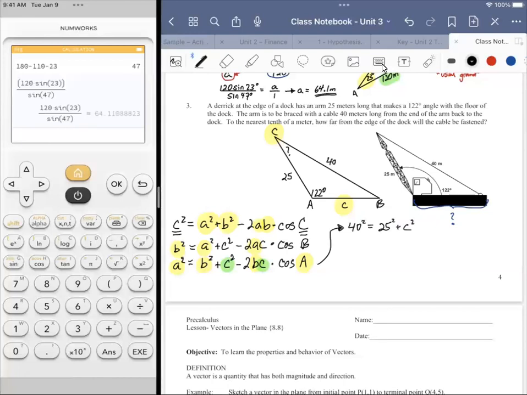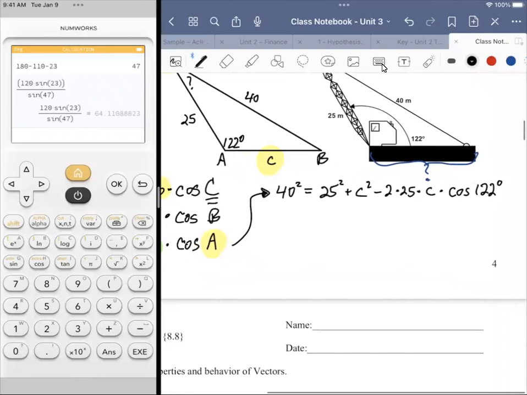I think I'm going a little too in the way here of the question mark, so we move that. Minus 2 times B, so B is 25 times still C is unknown, times the cosine of angle A. Cosine of angle A is cosine of 122 degrees. All right.